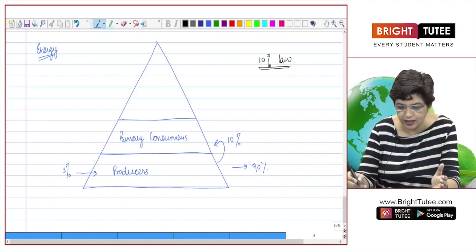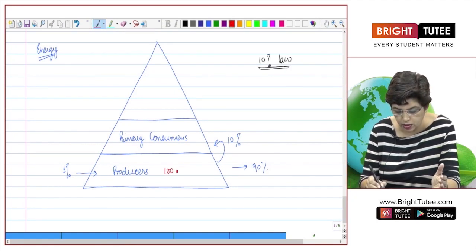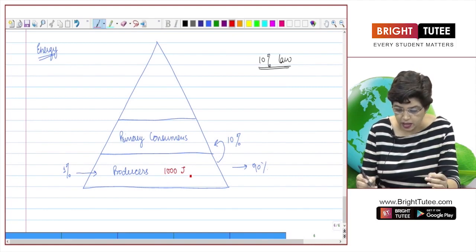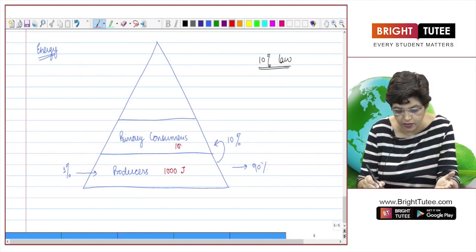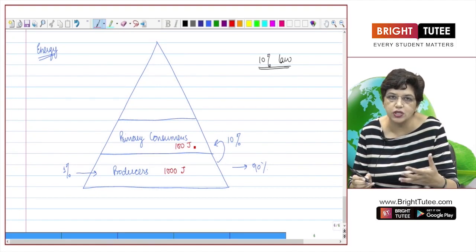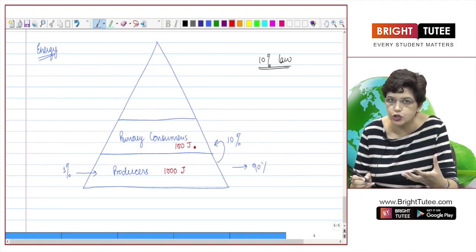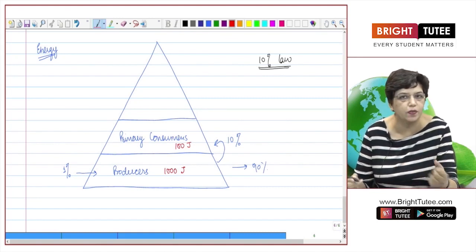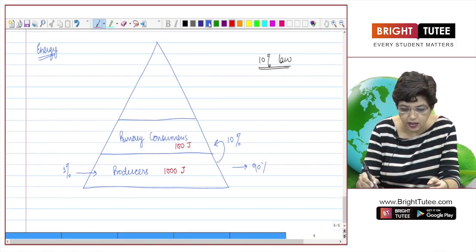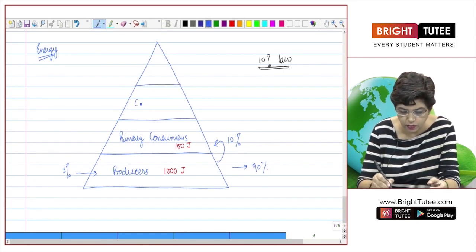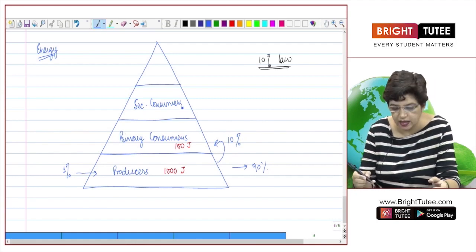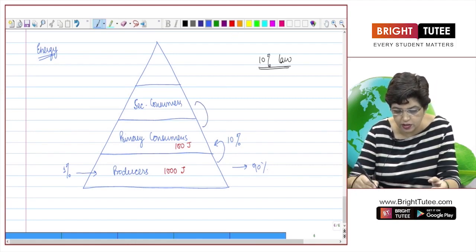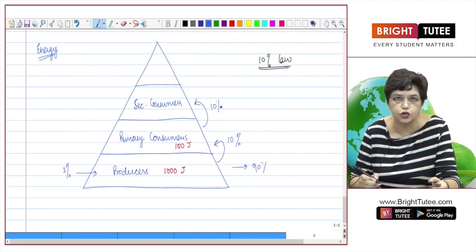Let us assume that plants absorbed 1000 joules of energy from the sun. So 10% of 1000 would be 100 joules. So only 100 joules of energy is made available to the next trophic level. The rest, 900 joules, is actually lost to the environment, which cannot be recovered. Next level, that is the carnivores or the secondary consumers. So again, only 10% of this energy will be made available for the next trophic levels.